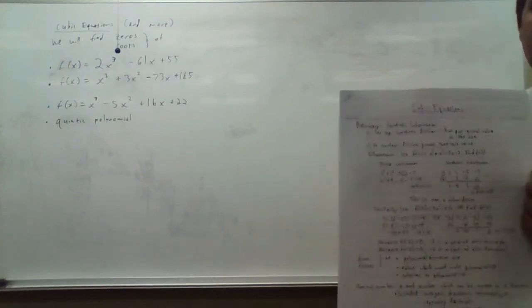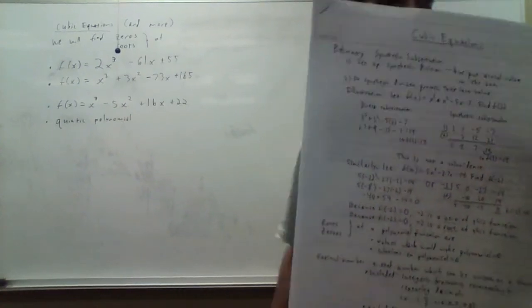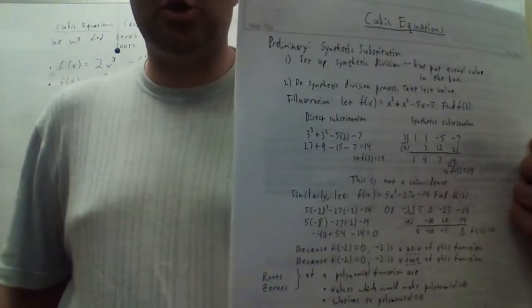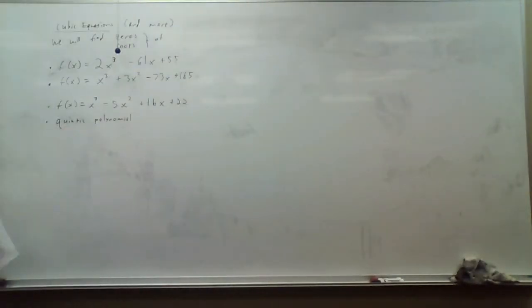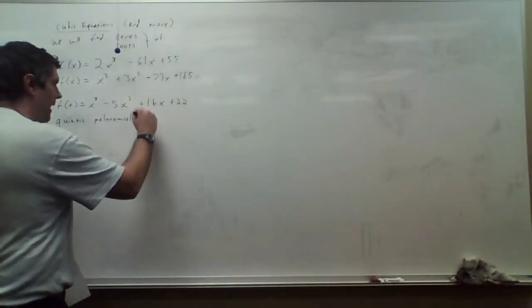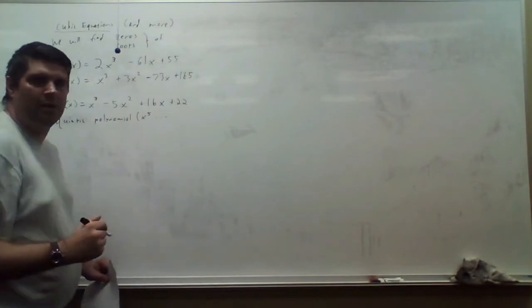Okay, we're going to be talking about cubic equations. I'm also going to extend this to one example which isn't a cubic equation, a quintic polynomial. That's going to be fifth degree. X to the fifth, and so on. Okay?